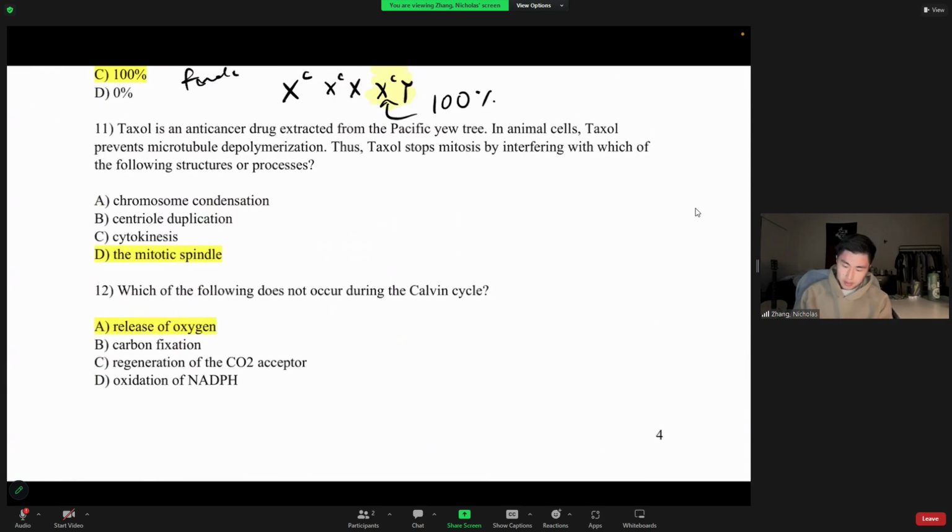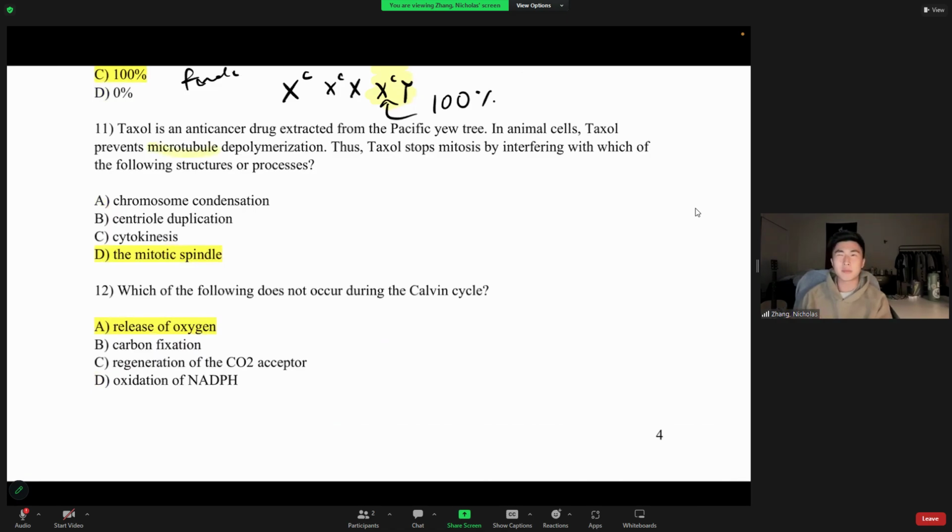Cool. Taxol is an anti-cancer drug extracted, blah, blah, blah. And it prevents microtubule depolymerization. Thus, Taxol stops mitosis by interfering with which of the following structures or processes? So microtubules is the biggest hint that's been given here.